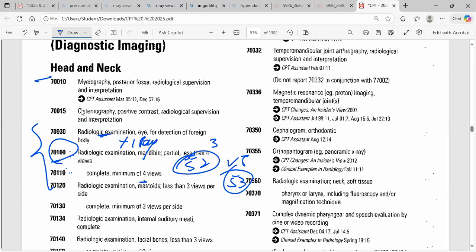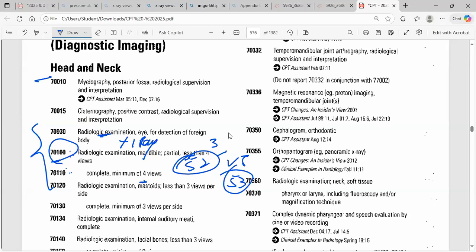52 is reduced or delayed by physicians, and 53, I think, is discontinued services. Very well done, Zamil. Very good. The physician will postpone that service or that procedure. Good.